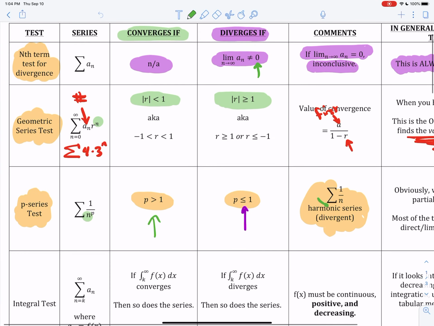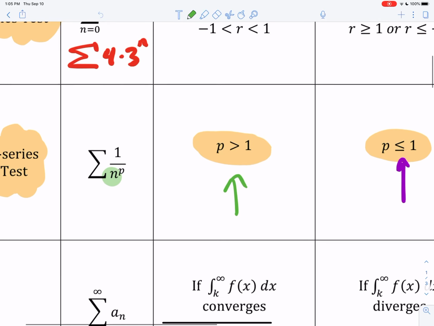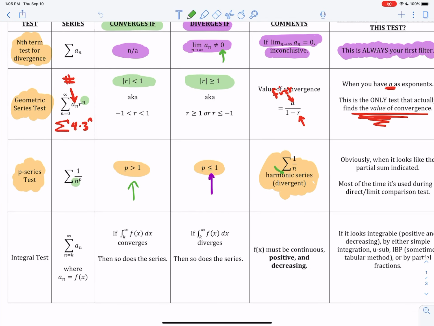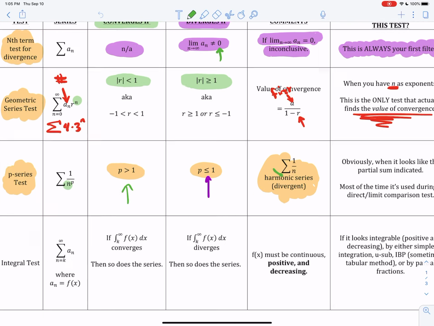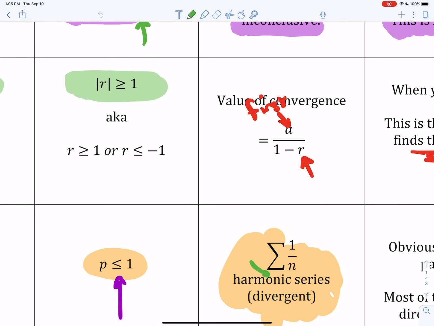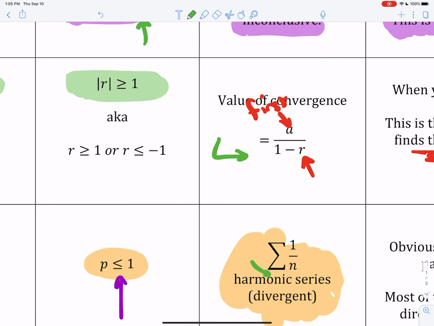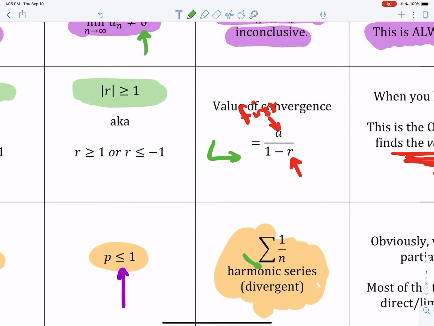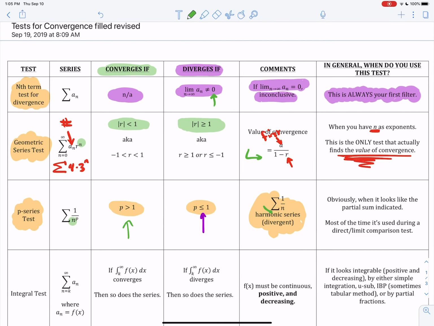Now, if you happen to run into some series that have r to the n, so if n is an exponent, you definitely want to use the geometric series test, okay? And if you have n as a base, you would want to run the P series test. One big takeaway before you guys move on is that the geometric series test is the only test that actually tells you where it converges. Okay, all the other tests don't.